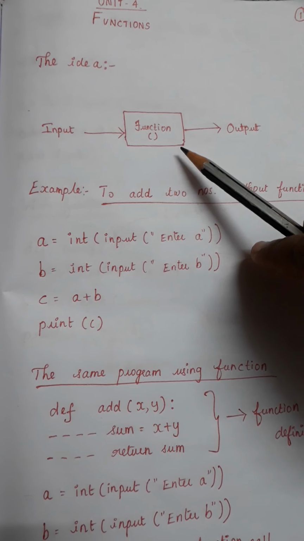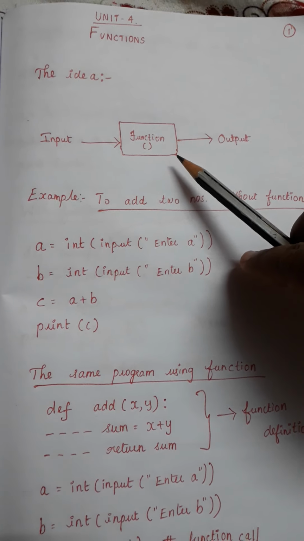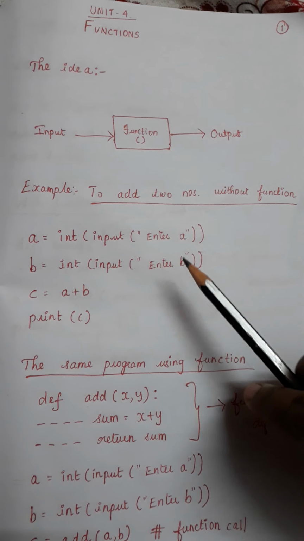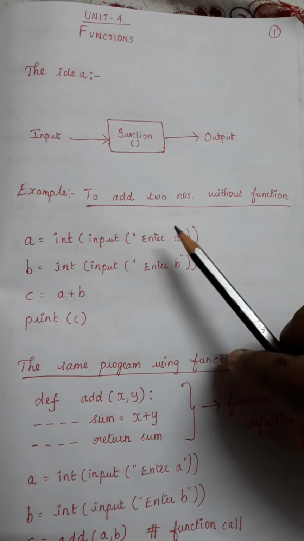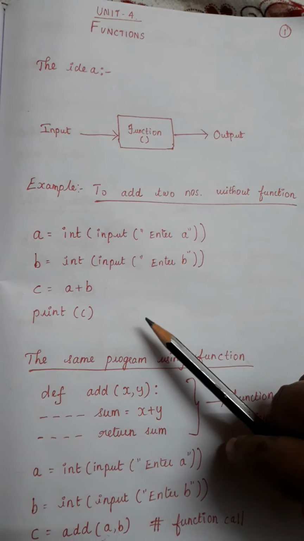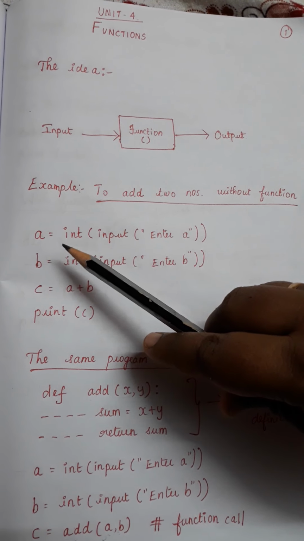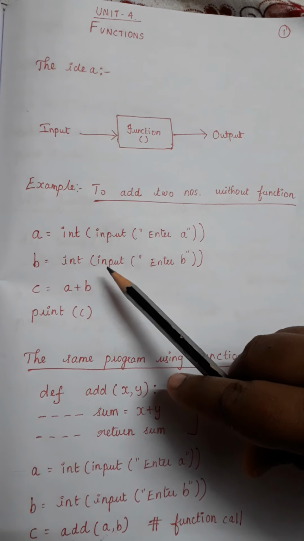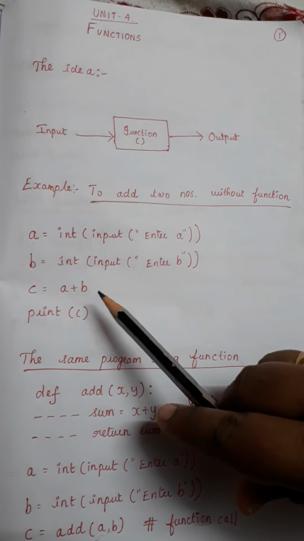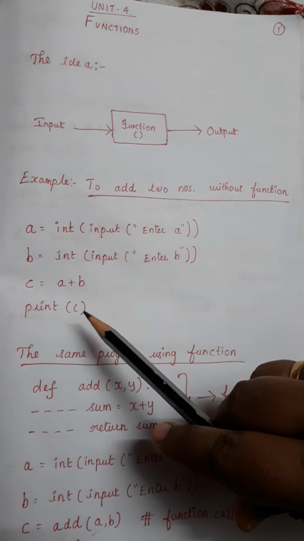Now let us see a simple example so that you will understand it better. Look at the first example. I am going to write a program to add two numbers without using functions. This is a very simple program in which I will get the value of A from the user, I will get the value of B from the user, and I will find the value of C by adding A and B, and I am printing the value of C.